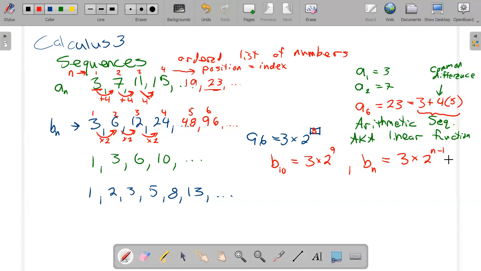This type of sequence where we have this repeated multiple, another way to think about it is if you divide any pair of terms that are next to each other, like 24 divided by 12, that's 2. 12 divided by 6, that's 2. 6 divided by 3, that's 2. So any consecutive terms, you take the bigger, divide by the lower, you're always going to get 2. So that is also called the common ratio, that 2 right there.